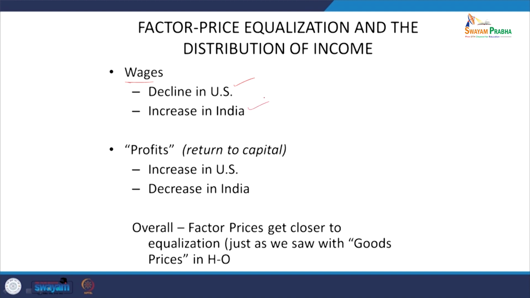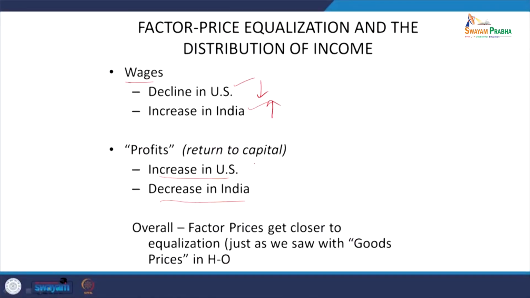So, look at profits earned by the capitalists, the sectors which engage capital: profits increase in the US and decrease in India. Okay, here decline, here increase, or in reverse. We can explain convergence of prices. So, overall factor prices get closer. That means whatever factor prices they have in one country as compared to the other, this gets closer. So, there is a possibility of equalization, just as we find in goods prices.